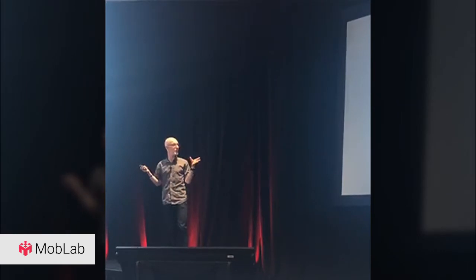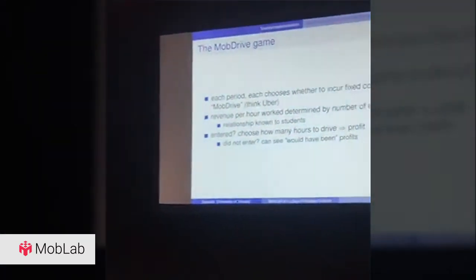But each period, each student player chooses whether to incur a fixed cost to drive for Uber. The revenue per hour worked is determined by the number of entrants. If there's lots of Ubers out there, the price is going to be low. If there's very few Ubers out there, the price is going to be high. Importantly, the relationship is known to students.